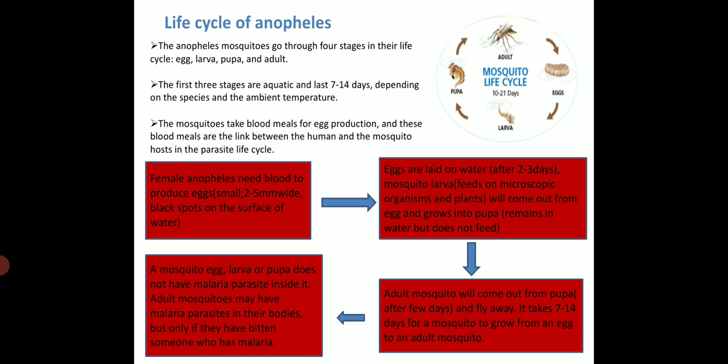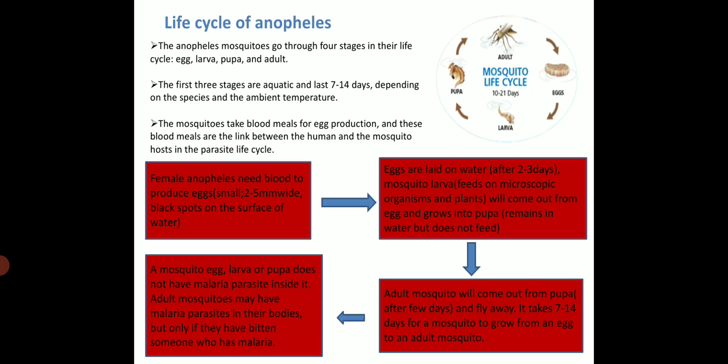So when you come to the life cycle of Anopheles, like others, it also consists of 4 stages, that is egg, larva, pupa and adult. The first 3 stages, that means the egg, larva, pupa, are aquatic and it lasts for 7 to 14 days, depending upon the species and its ambient temperature. The mosquitoes take blood meals for egg production, and these blood meals are the link between the human and the mosquito hosts in the parasite life cycle.